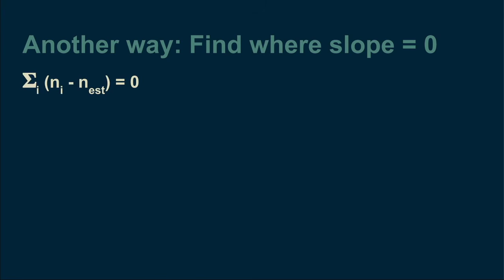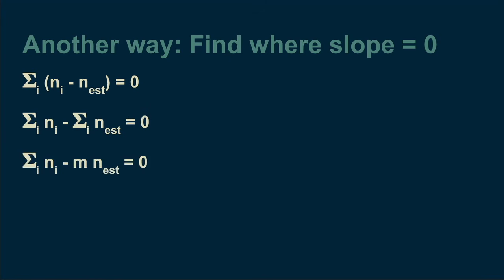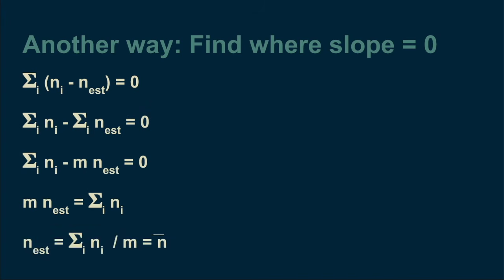So to further simplify this, it's the sum of all of the counts of the actual bags minus the sum of our guess once for each bag. If we have m bags, then it's m times our guess. And then we can move that to the other side of the equal sign and divide both sides by the number of bags, m. And what we get is that our best guess is the sum total of the number of M&Ms we found in all the bags divided by the number of bags, or the average count per bag.